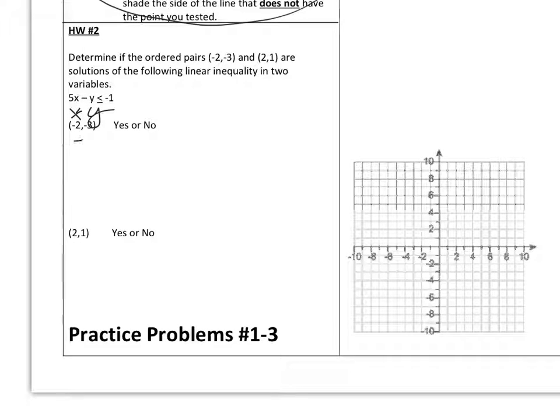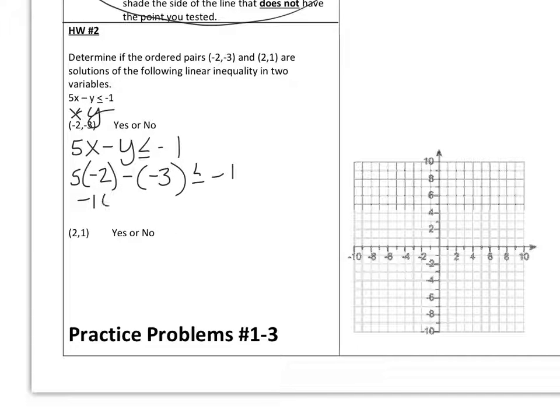So we'll substitute that in our inequality, 5x minus y less than or equal to -1, and we'll see if it's true. So we'll have 5 times -2 minus, and then we've got -3 for y. And we're going to see if that's less than or equal to -1. 5 times -2 is -10. Minus -3 is the same thing as plus 3. So -10 plus 3 is -7. And -7 is less than -1. So that one's a yes. So you're just looking to see if this statement is true or false.